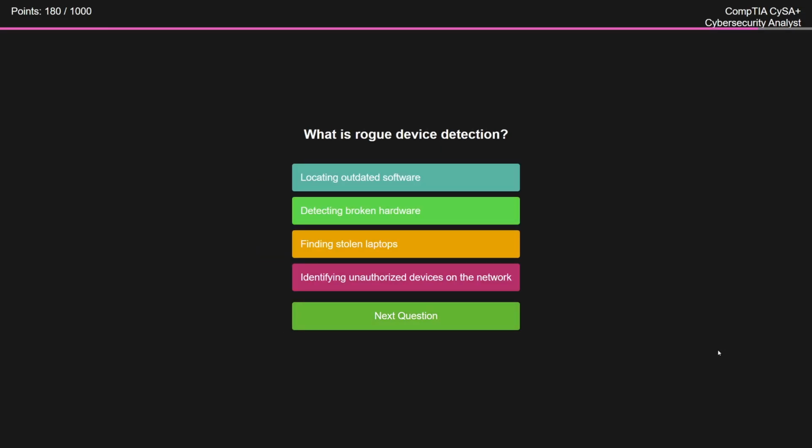What is rogue device detection? Is it locating outdated software? Is it detecting broken hardware? Is it finding stolen laptops? Or is it identifying unauthorized devices on the network? For me, it's going to be identifying unauthorized devices on the network.